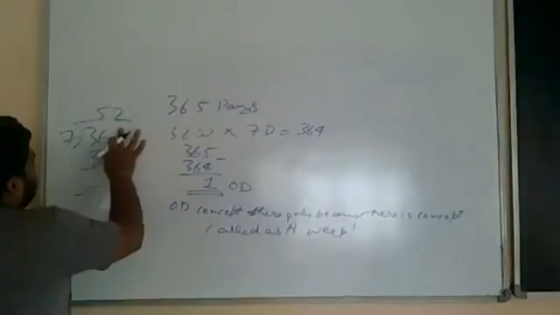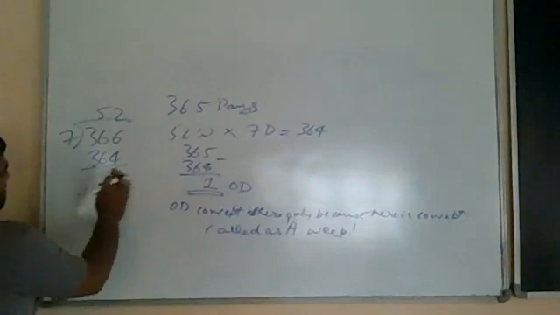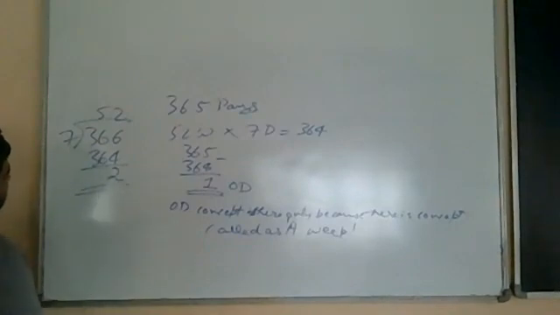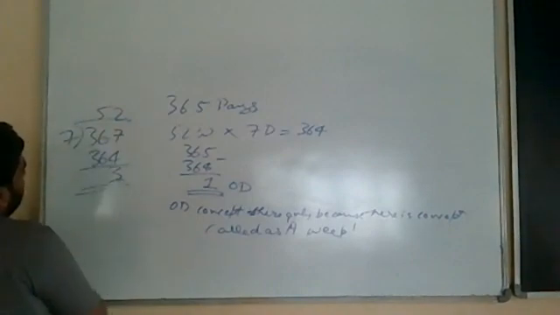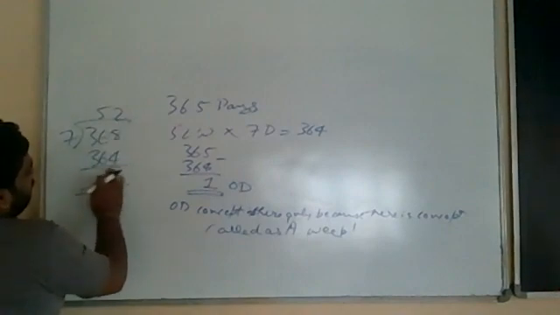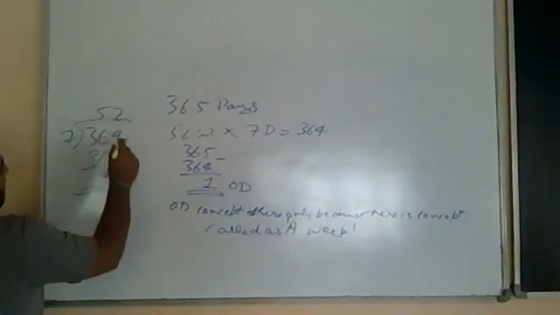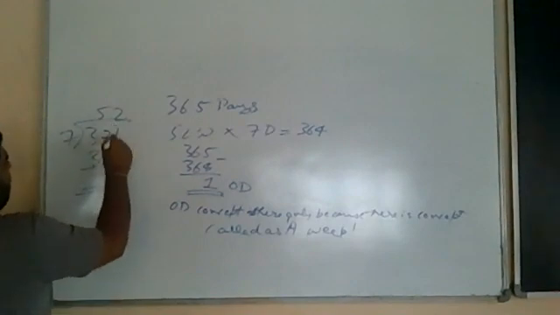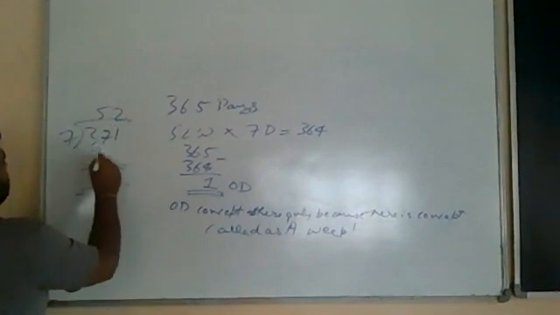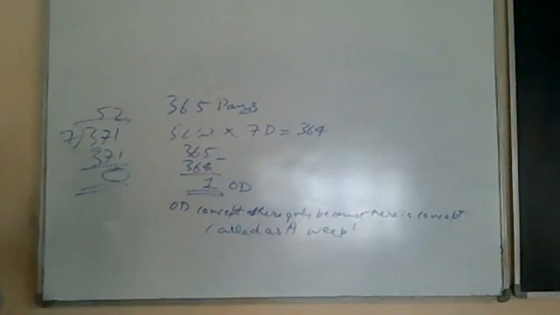Correct? Yes, sir. So now tell me, if instead of 365 it was 366, this would have been 2, right? Yes or no? 367 would give 3, 368 would give 4, 369 would give 5, 370 would give 6. But 371 divides exactly, so this will become 0. Yes or no?